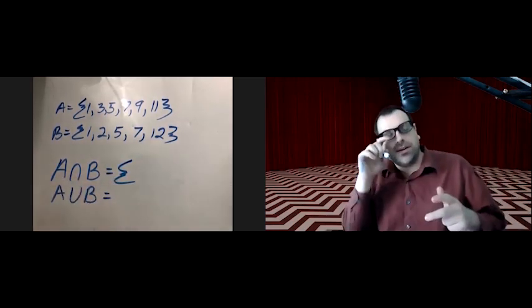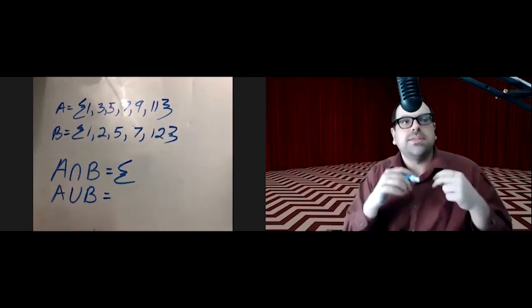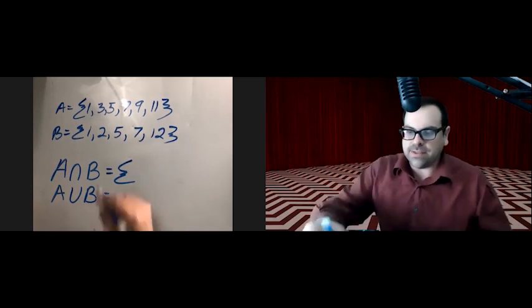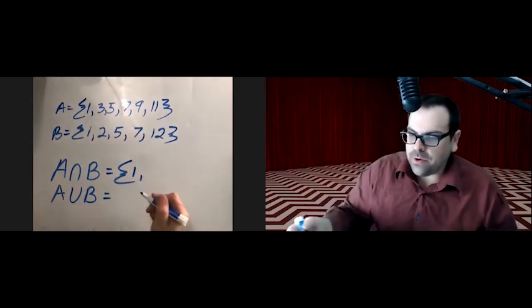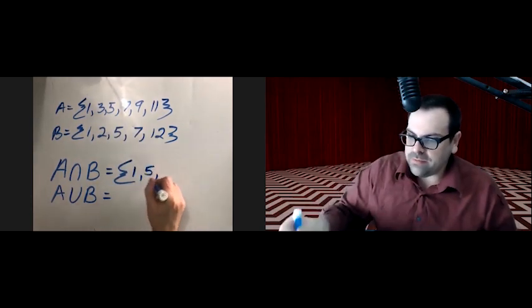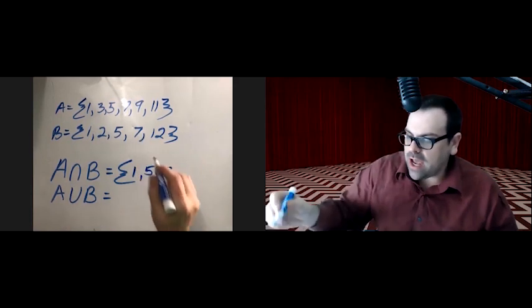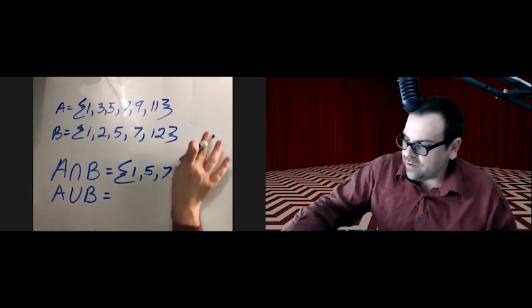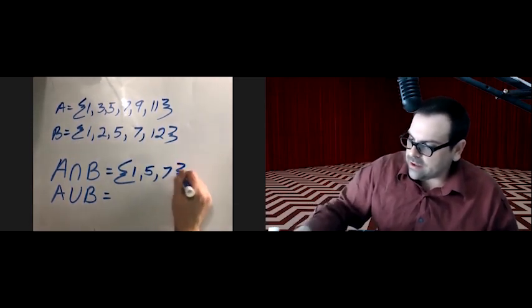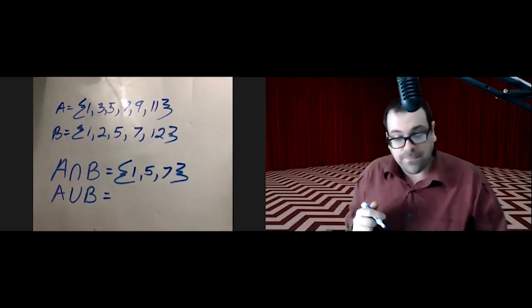The intersection, where they intersect, where they overlap, elements common to both sets. 1 is in both, not 2, not 3. 5 is in both. 7 is in both, not 9, not 11, not 12. So that's it. The intersection is the set 1, 5, 7.